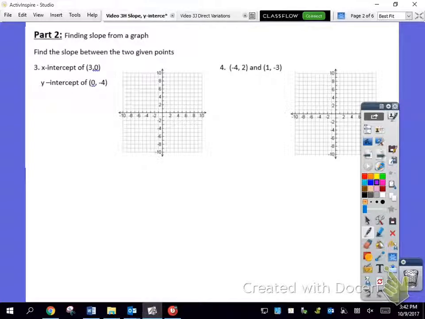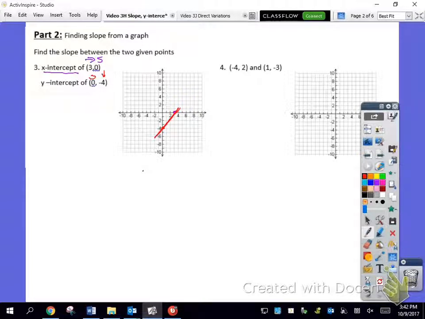On the second part, finding slope from a graph. Remember, the x-intercept is where it touches the x-axis. So 3, 0. And right 3, stay put. The y-intercept is you stay put and you go down 4. So 0, negative 4. There is my graph.